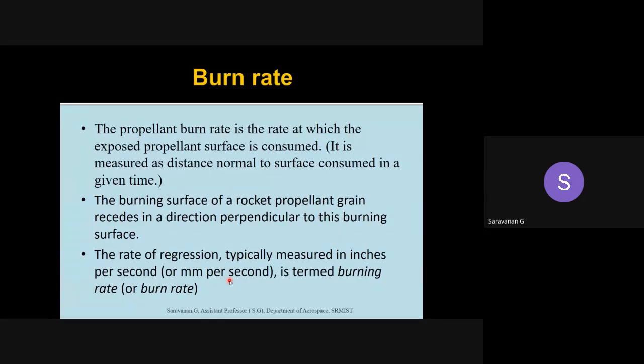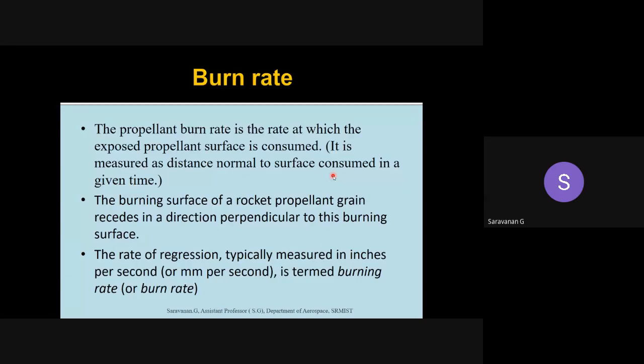Coming to the solid propellant consumption, how much of the propellant surface recedes in the direction perpendicular to the surface, for a particular time duration, is known as the burn rate, burning rate, or regression rate. Regression is nothing but the receding, or decreasing, of the burning surface in the perpendicular direction for a particular time duration, known as regressive burning.